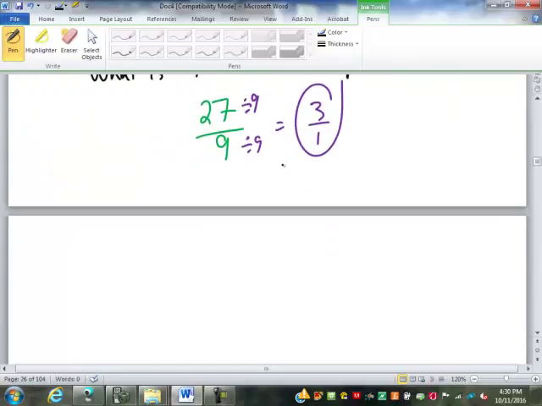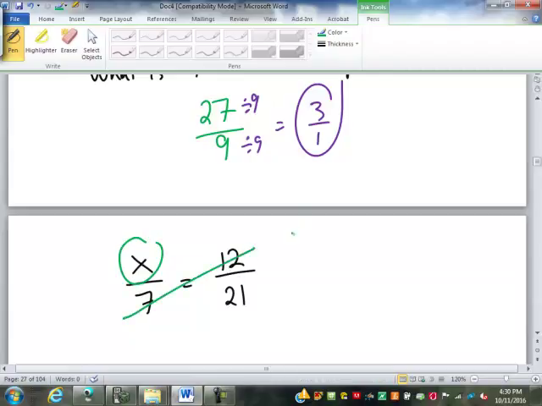If I give you a proportion, I need to be able to find the missing number. I might have x over 7 equals 12 over 21. Find x. Well, in this case, since x is by itself here, I can just cross multiply and divide. 7 times 12 is 84, divided by 21 is 4. So x is 4.